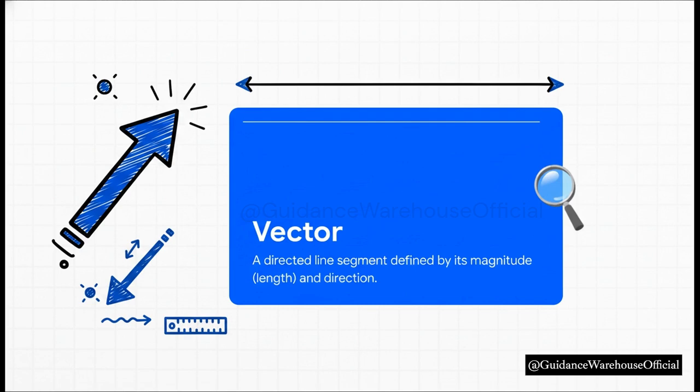Now think about a standard line in geometry, right? It just goes on forever in both directions. Well, a vector is totally different. It has a very strict initial point where it begins and a terminal point where it ends. It's defined by two absolutely fundamental things. First, its magnitude, which is the physical length of the line, representing speed or force, and second, its direction, which is indicated by the arrowhead. It tells you exactly how much and exactly where to.